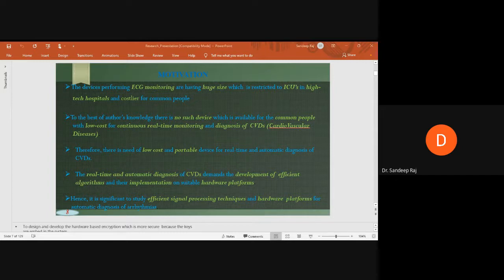Therefore, there is a need of a low-cost portable device for real-time and automatic diagnosis of cardiovascular diseases. To develop such a device, there is a need of some efficient AI-based algorithms. And if we want to develop a device, we have to first develop a hardware prototype. For that, we have implemented the algorithm on an ARM-based processor. So we have studied some signal processing techniques and machine learning algorithms, and we have implemented all of them together on commercially available microcontroller platforms.